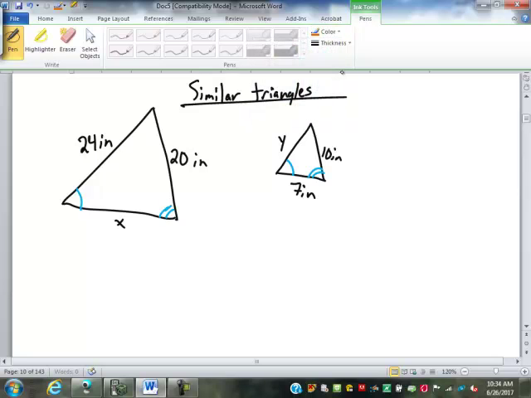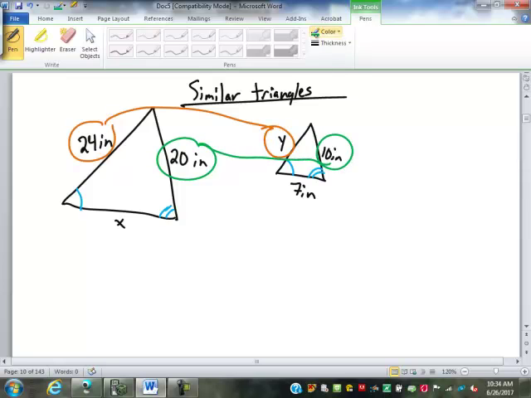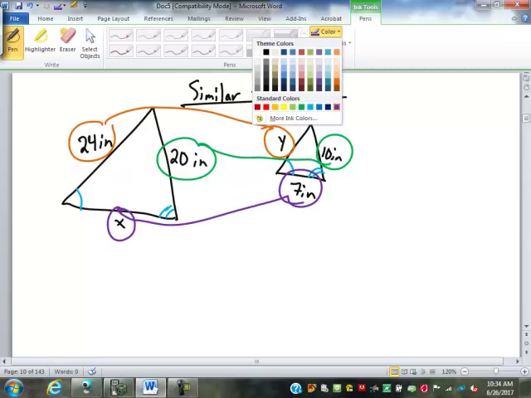To compare similar figures, I first need to find the side from each figure that corresponds with the other. So the 24 here corresponds to which side from the other figure? The Y. Good. The 20 corresponds with the 10. And X corresponds with 7. It's the only one left.